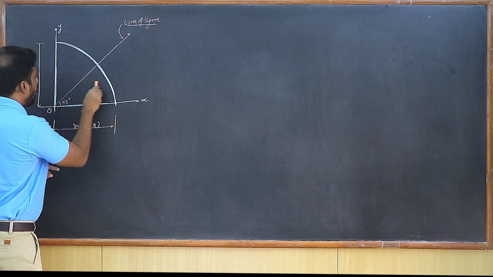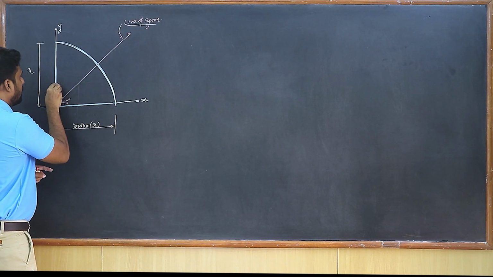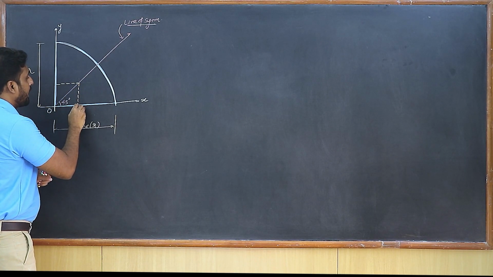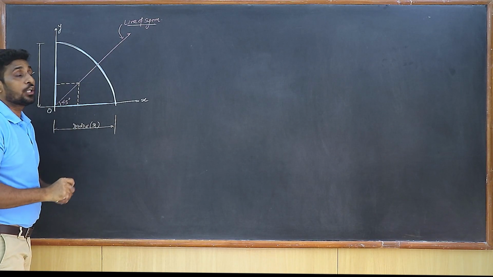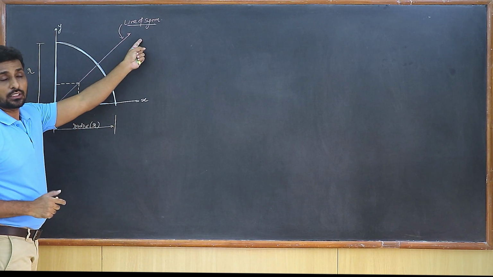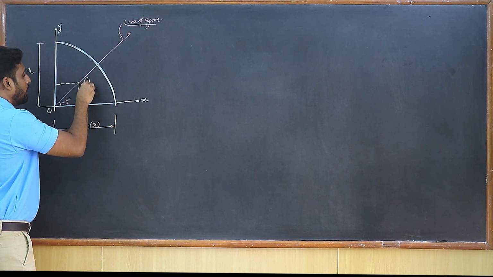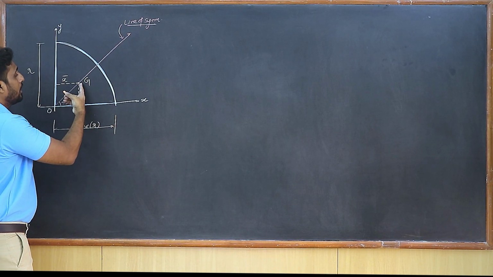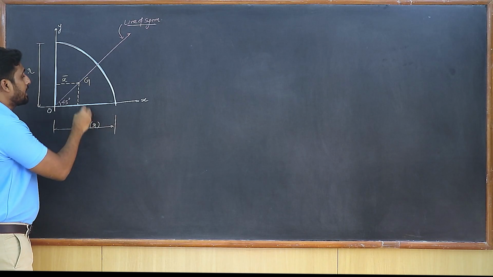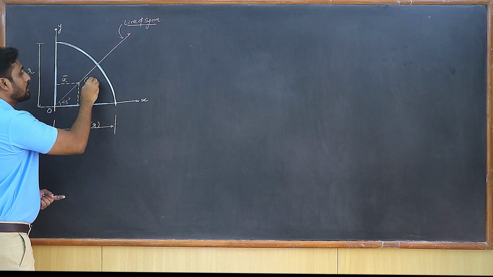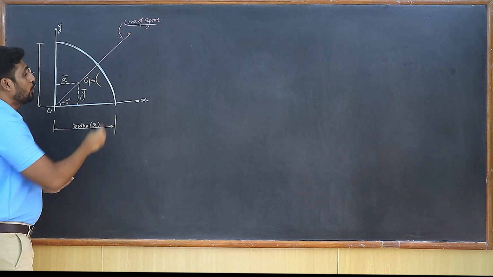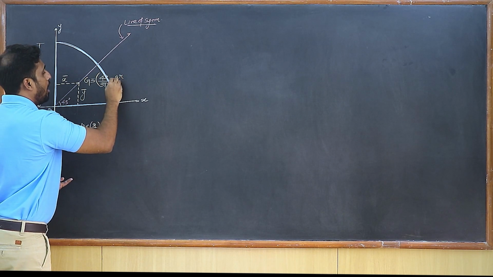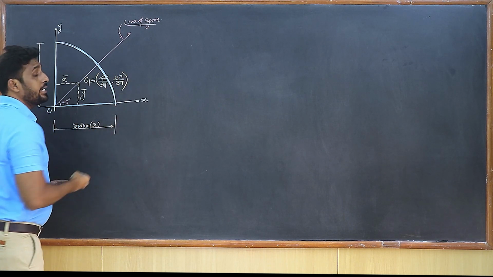So if I draw, say, two lines parallel to the x and the y axis, I know that the centroid is definitely going to lie on the line of symmetry. So this becomes the centroid G. That's x bar, the distance of the centroid from the y axis, and the distance of the centroid from the x axis, that's y bar. So the centroid is going to be 4r upon 3 pi, comma 4r upon 3 pi.